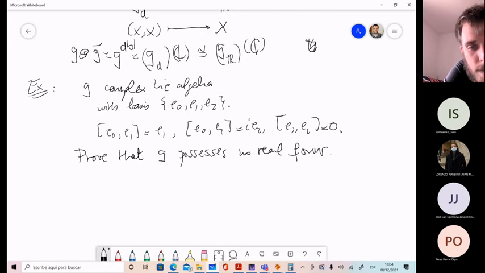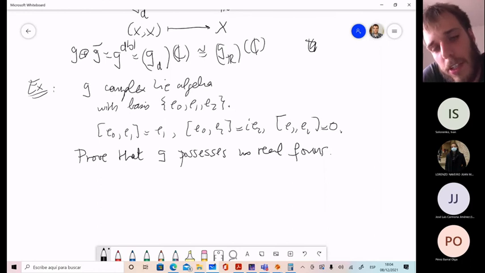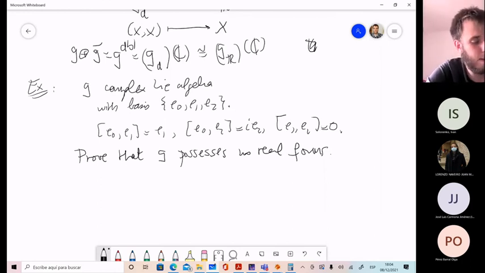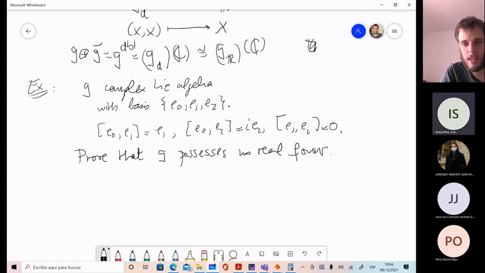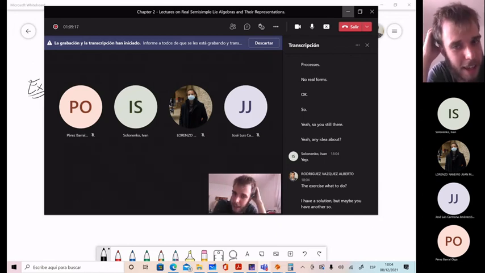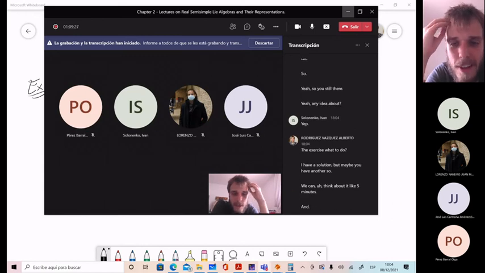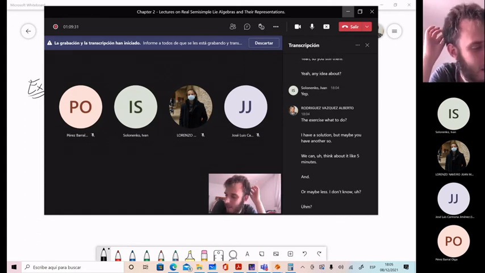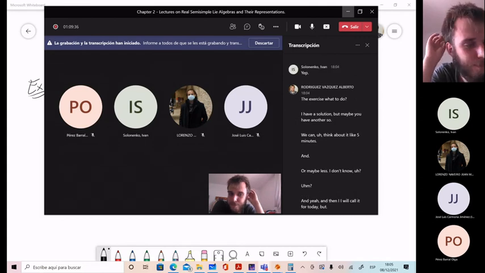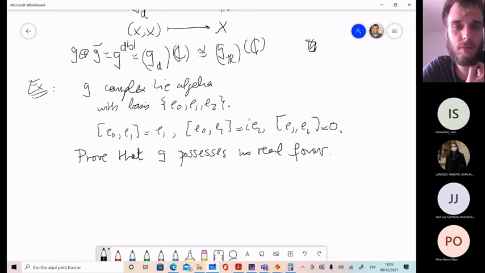So, you still there? Any idea about the exercise, what to do? I have a solution, but maybe you have another. We can think about it for 5 minutes, or maybe less, and then I will call it for today. So any thoughts about this? Well, we can try to show that the matrix of the Killing form cannot have real entries. Very nice. It's a good idea.